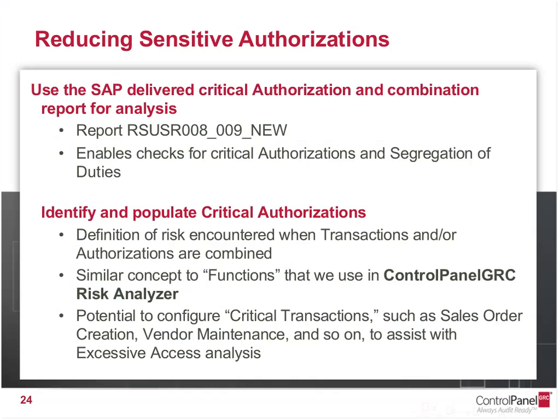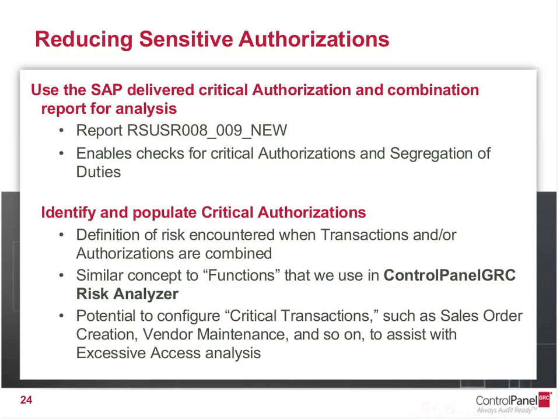There is a report that's delivered in SUIM. It's RSUSR008_009_NEW. And that gives you a chance to check for critical authorizations as well as segregation of duties. So what you would do is you go through the process and you populate your critical authorizations. Critical authorizations would be similar to the function concept that's used in the ControlPanelGRC risk analyzer, and also similar to the function concept that you see in Rule Architect inside of the SAP GRC product.